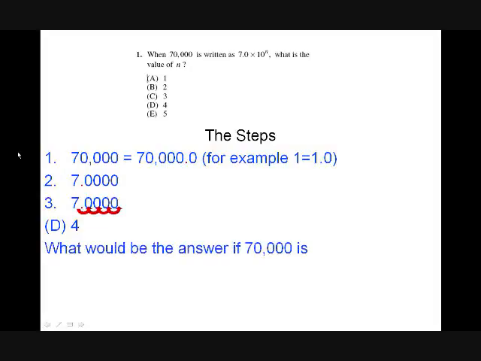What would be the answer if 70,000 is replaced by 700? When 700 is written as 7.0 times 10 to the n, the value of n is equal to 2. Let's move on to number 2.